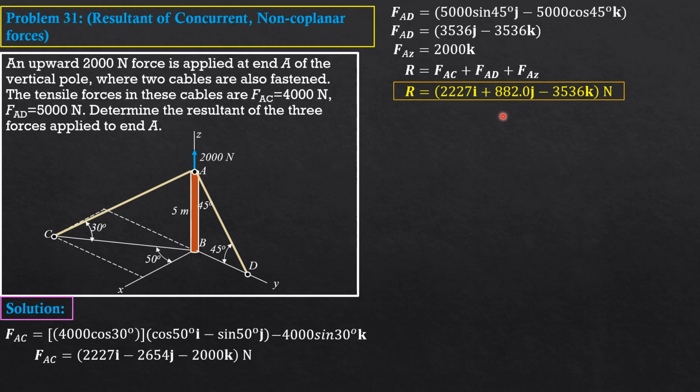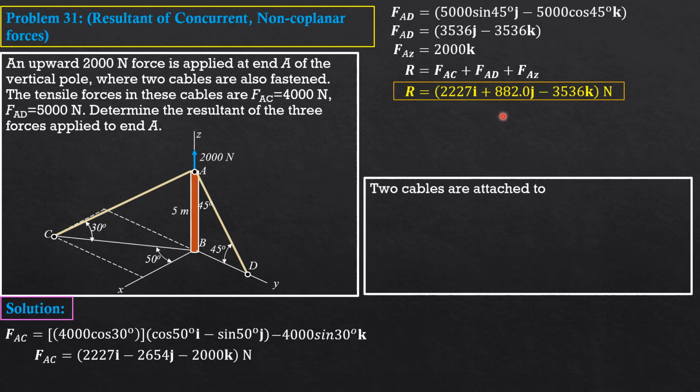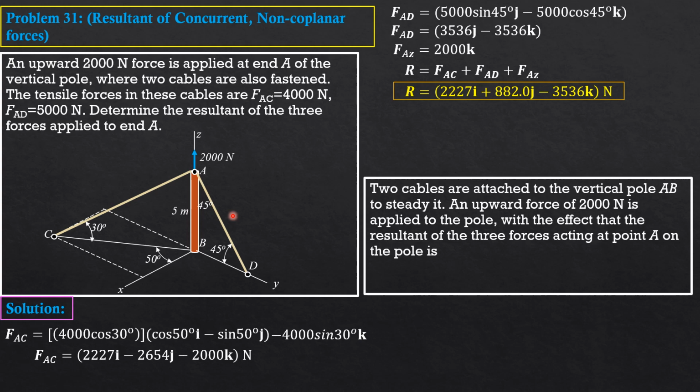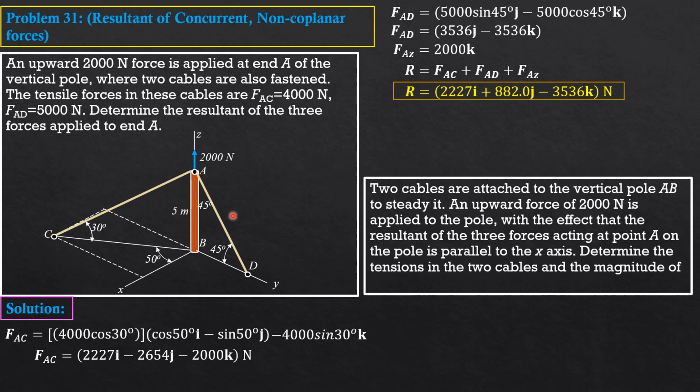Now for your part, here is your problem. So this is the same figure. Two cables are attached to the vertical pole AB to steady it. An upward force of 2000 newtons is applied to the pole, with the effect that the resultant of the three forces acting at point A on the pole is parallel to the x-axis. So the resultant is parallel to this axis here. So determine the tension in the two cables and the magnitude of the resultant.